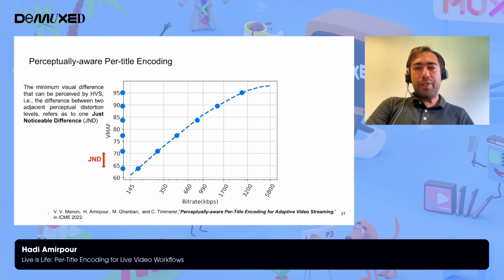We propose a perceptually aware per-title encoding approach that selects representations from the convex hull in a way that there is one just noticeable difference, or JND, between two adjacent representations. In this way, we guarantee that there are no two adjacent representations whose quality difference is not noticeable. And in this way, we can reduce the number of representations in our bitrate ladder and consequently reduce the CDN and streaming costs.